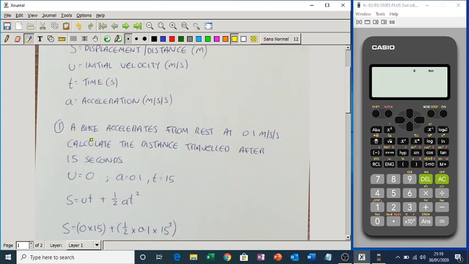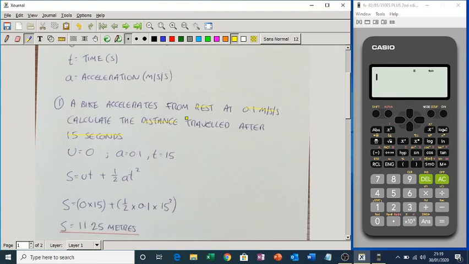So the first question, we've got a bike that accelerates from rest at 0.1 meters per second squared. We need to calculate the distance, s, travelled after 15 seconds. So there's no tricks here, we're just using that formula. Write down what you know. u equals 0 because it's from rest. Acceleration is 0.1 meters per second squared, and the time is 15 seconds. Correct units, so everyone's a winner.